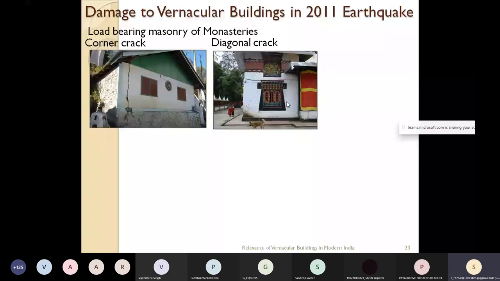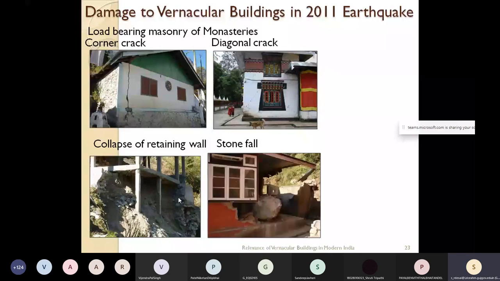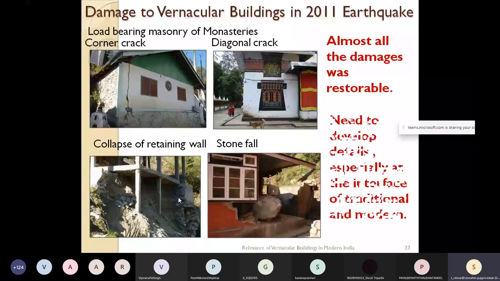Also, interestingly, here you see at the bottom, they had this retaining wall, which has collapsed. These things happen all the time, retaining walls collapsing in earthquakes. And here is damage due to stone fall. No fault of the building, maybe wrong siting. So almost all the damage was restorable. What was really needed here is to develop details, to develop a better interface of traditional versus modern. This is where the engineer's role is.